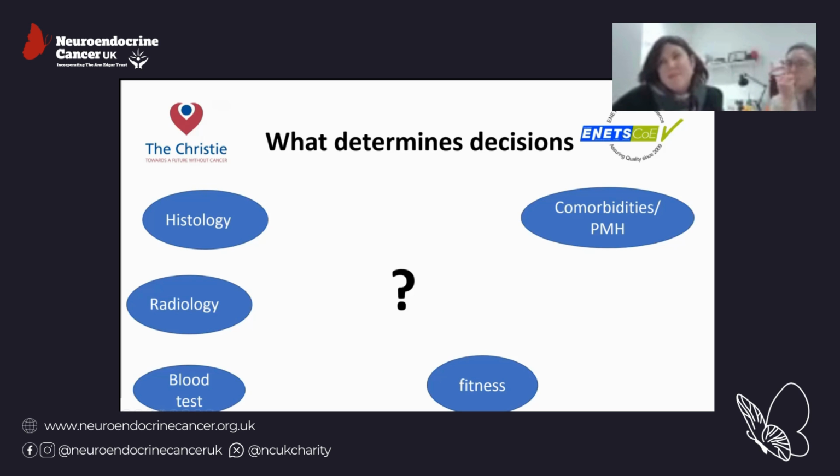The other things we think about is blood tests. So we would look at renal function. If there was any problems with the biochemistry, we would worry that some chemotherapy, some treatments can be toxic to the kidneys. So what you don't want to do is give the treatment that's going to make the kidneys worse.